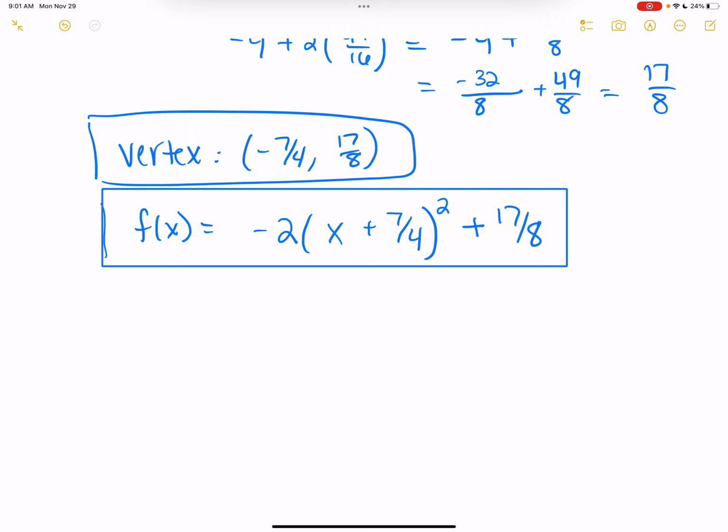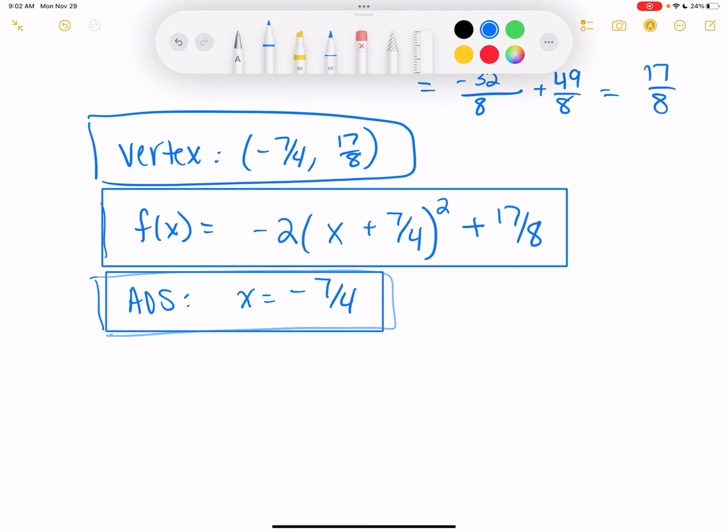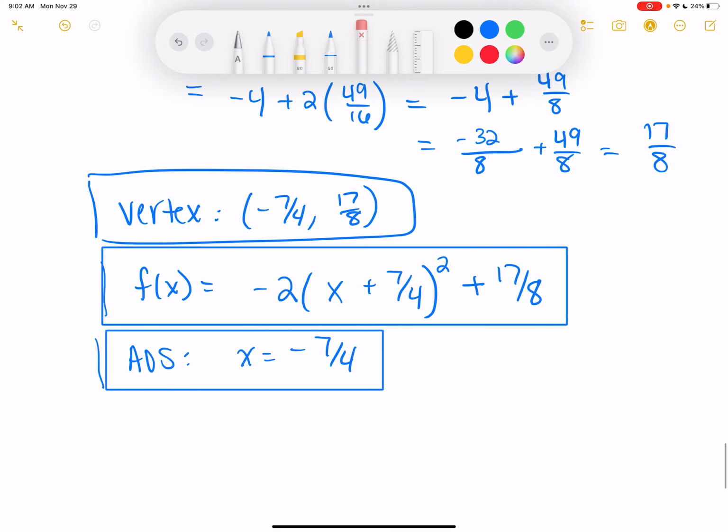Do you have to find the axis of symmetry or no? No, it didn't ask for that. Or well, I guess technically it does. So what is the axis of symmetry? In number 26, x equals -7/4. Wait, why is the 2 there? It's part of the formula. It's the a. Oh, yeah, never mind.